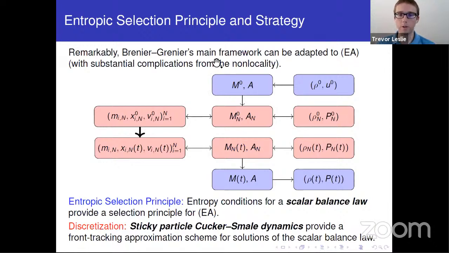In order to actually generate the solution that connects these two blue boxes at the M level, we discretize. And amazingly, we can find that the entropy solutions of the discretized M equations can be generated by running the sticky particle Cucker-Smale dynamics. This serves as a front tracking approximation for the M equation. What I mean by sticky particle Cucker-Smale is what it sounds like. We run the Cucker-Smale dynamics until particles collide, and when they collide, we insist on completely inelastic collisions.